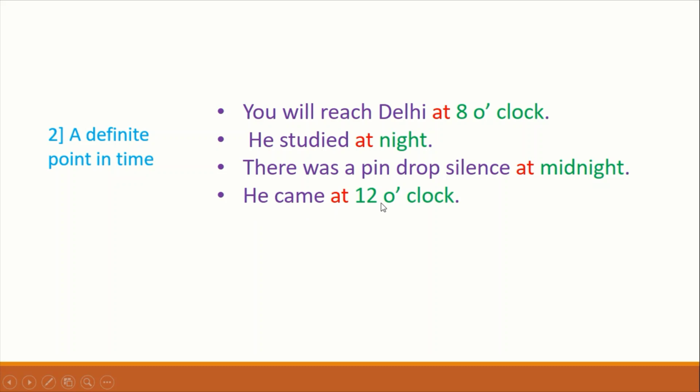He came at 12 o'clock. When did he come? At 12 o'clock. At is a preposition. 12 o'clock is a timing word. At indicates a definite point in time.